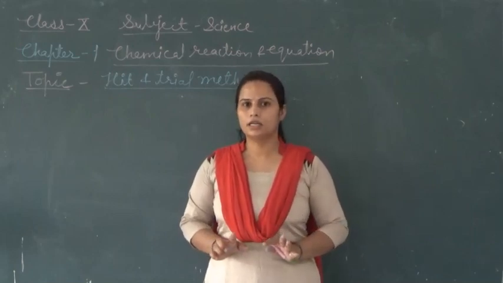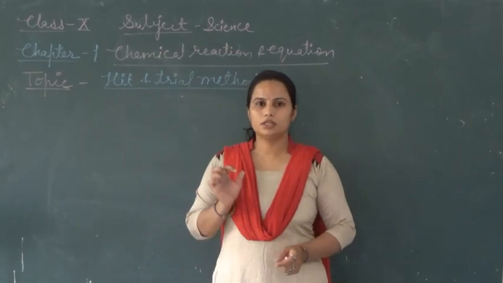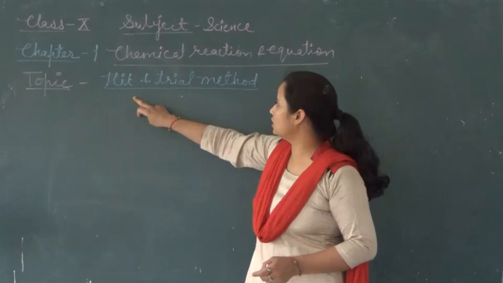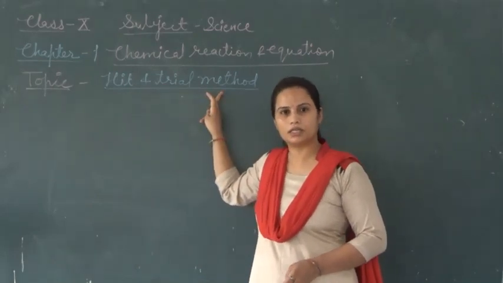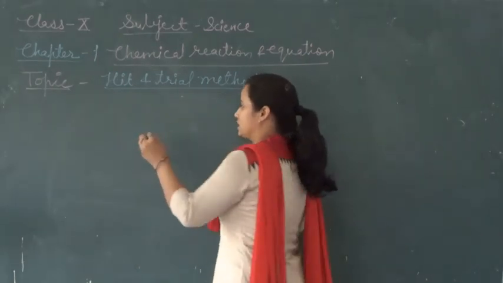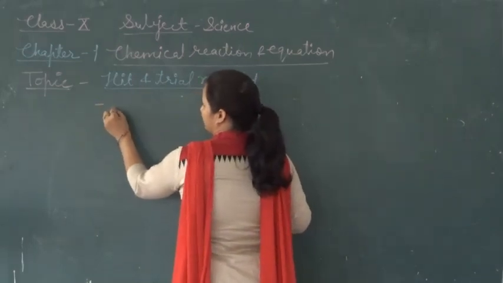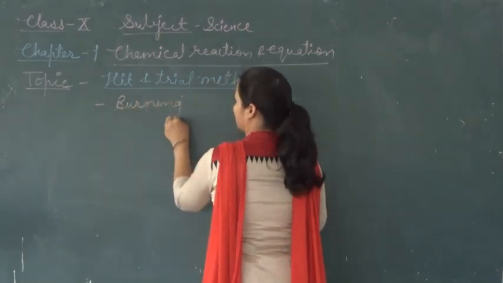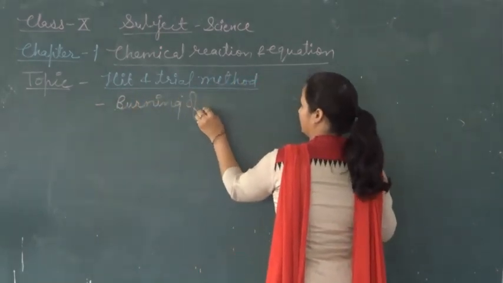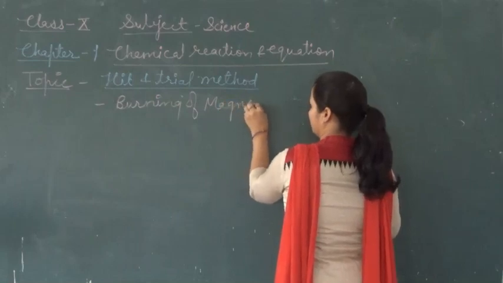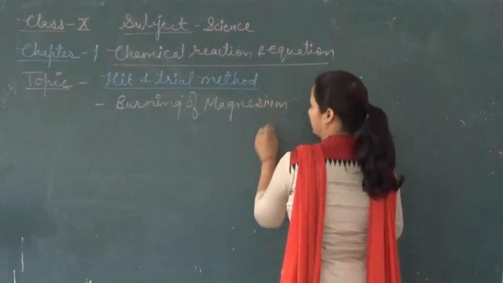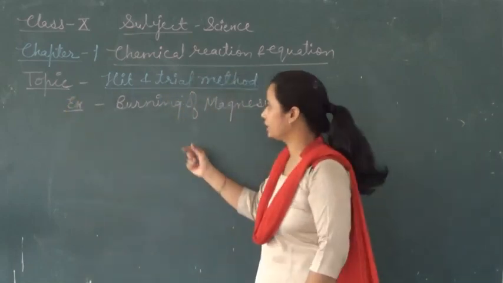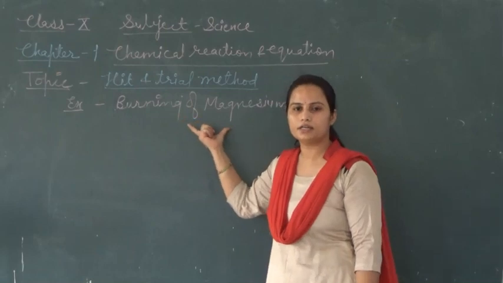Now we will study the process in which a chemical equation is balanced on the left hand side and right hand side. That method is called the hit and trial method. Now let me start. For example, if I am writing here burning of magnesium, it is an example of a chemical reaction and it is generally called a word equation.